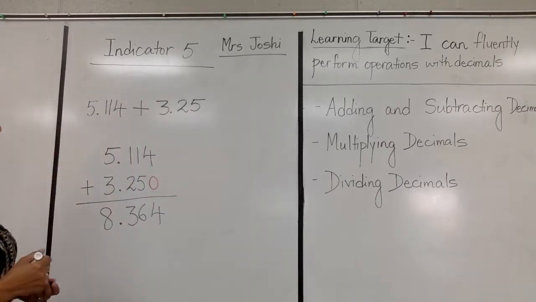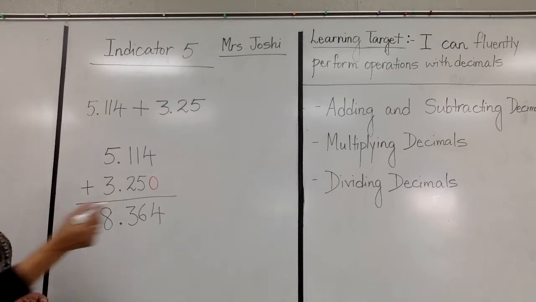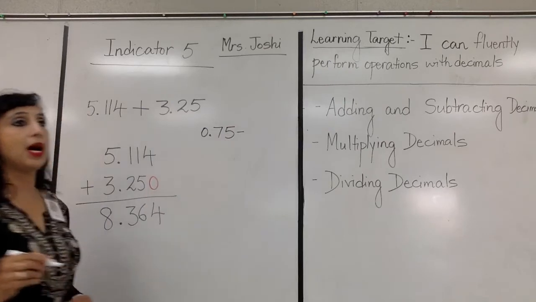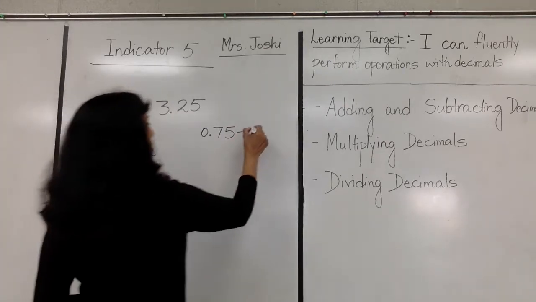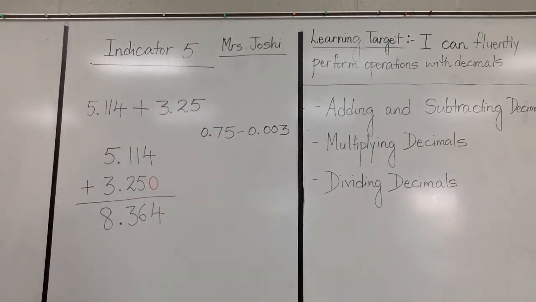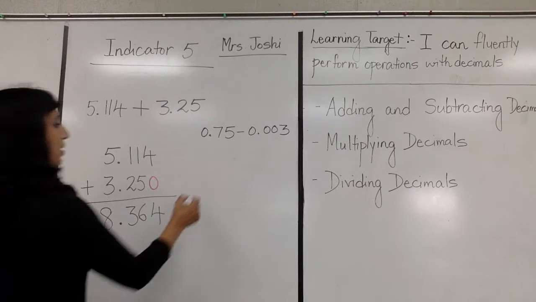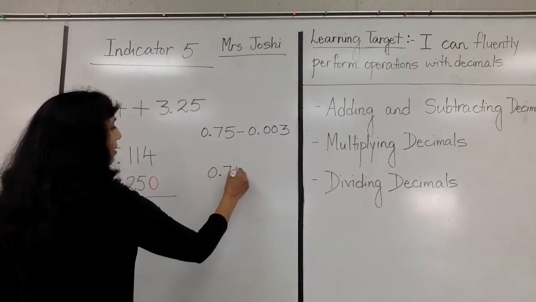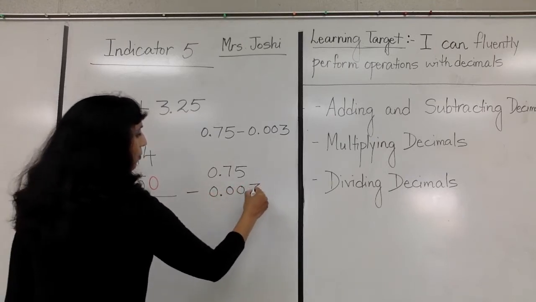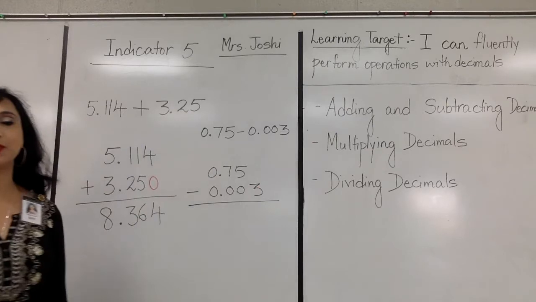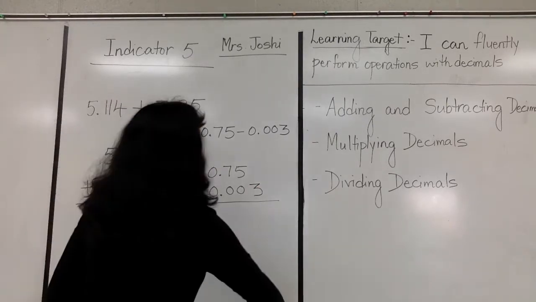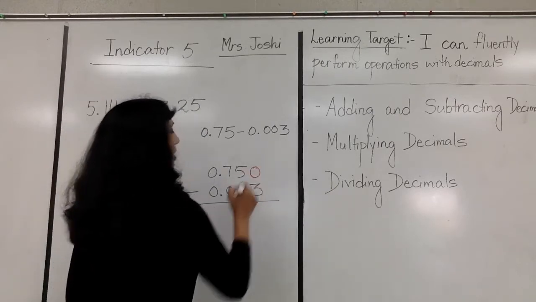Okay, so let's do one with subtraction. And if I say 75 hundredths minus 3 thousandths, okay, we are again going to write this down. You'll do 75 hundredths minus 3 thousandths like this. Remember, decimal under decimal, same place value under same place value. Okay, and now we are going to annex a 0 here.